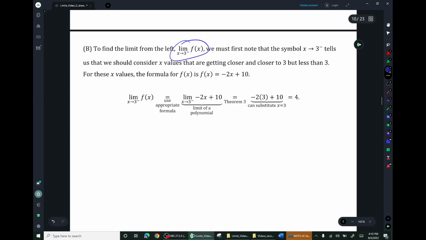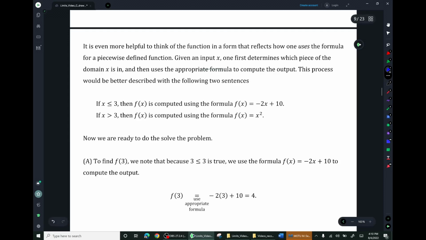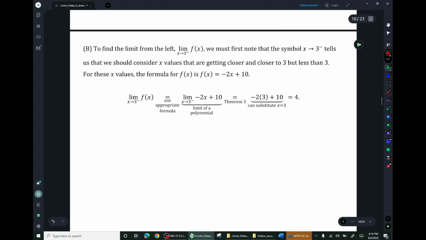Question B says, find the limit as x approaches 3 from the left of f of x. Well, to do that, we have to first note that this symbol, x approaches 3 from the left, tells us that we should be considering x values that are getting closer and closer to 3, but less than 3. Well, for these x values, for x less than 3, the formula for f of x is the following: f of x equals minus 2x plus 10.